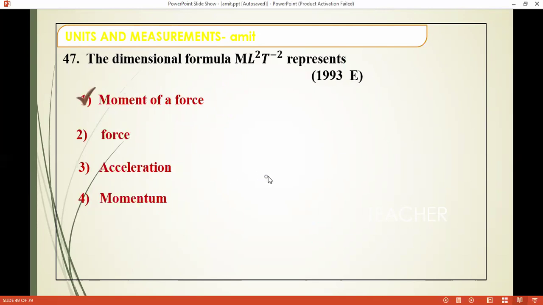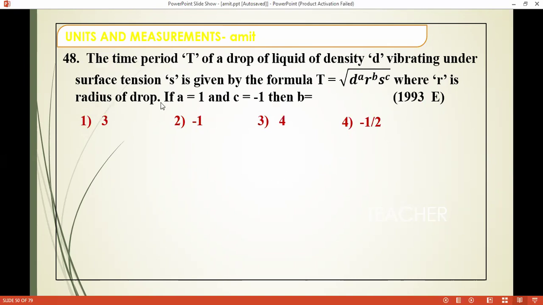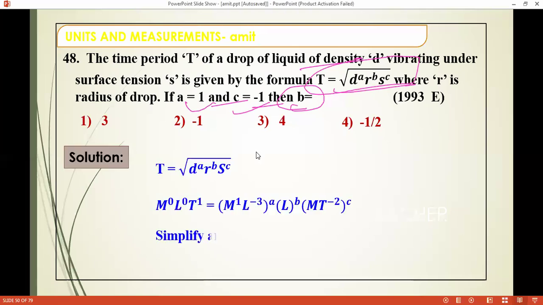Next question: the time period of a liquid drop of density vibrating under surface tension is given by the formula. Basically you find the relation where r is the radius, with a, b, c. A is given already, C is given, the question is talking about b. A and C are already given, so it is asking about b. Easy question, you can do it easily. Put the value, you don't need to solve this. Put the value, you will get the answer. Okay, just write all the answers, you will get it.